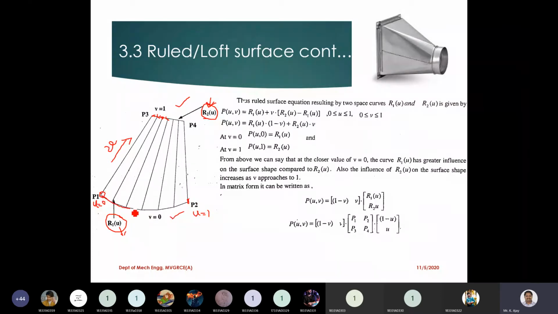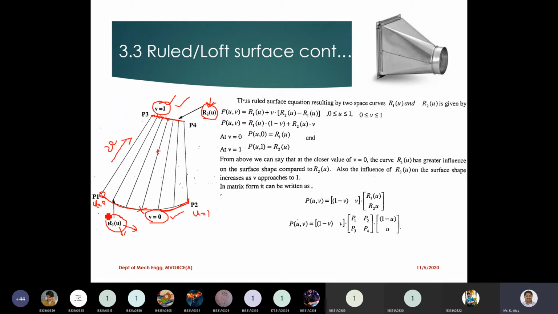Throughout this curve, the V value will be 0 only. And now starting from this curve, it is moving towards the P4 minus P3 curve, where V varies from 0 to 1. This is the end of the sweep, where I will consider V equal to 1 for all the points on this curve. On this curve, every point has V equal to 1 only. Similarly, every point on the first curve has V equal to 0 only. But in between, if you take any point on this surface, there will be a point here, there will be a point here.